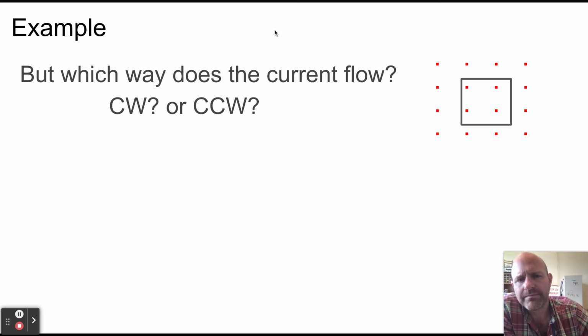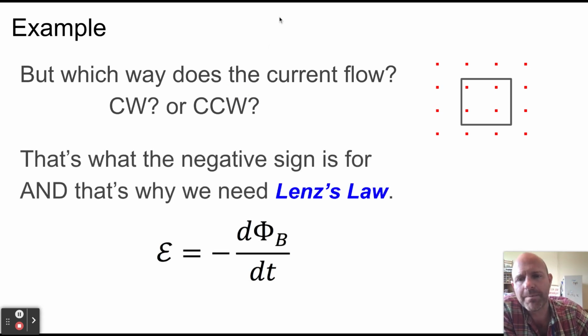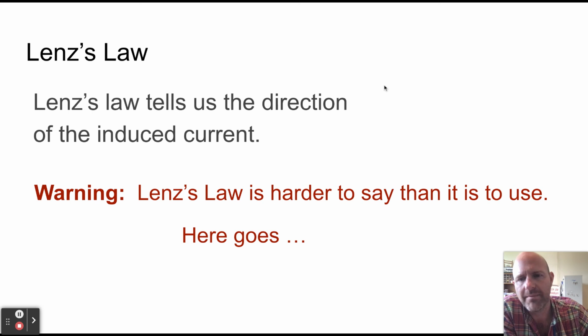Another example, the same example, excuse me. This is now the other piece, but which way does the current flow, clockwise or counterclockwise around this loop? And this is something that may not be immediately obvious. So that is the negative sign in this equation. The negative sign, and correspondingly Lenz's law, which explains why that negative sign should be there, is what we need to investigate now. So Lenz's law tells us the direction of the induced current.